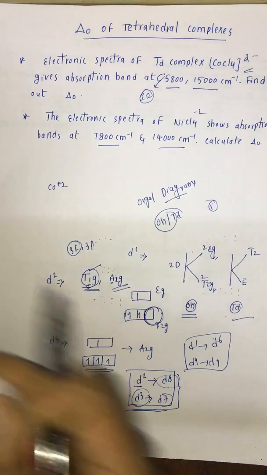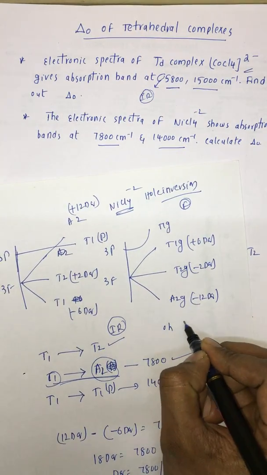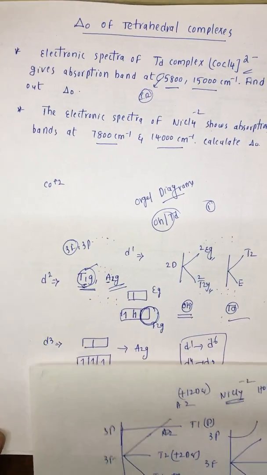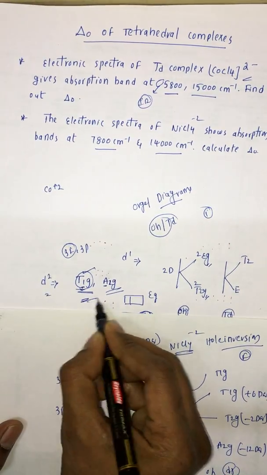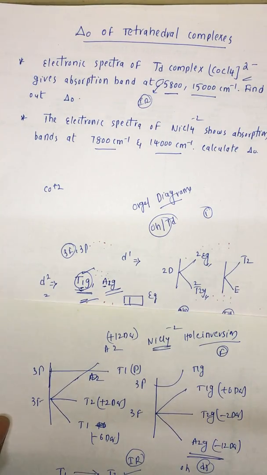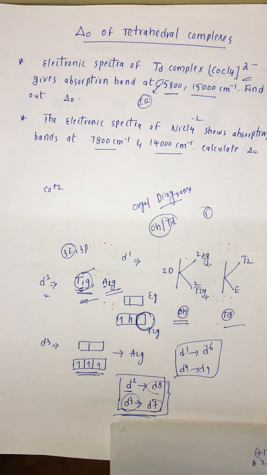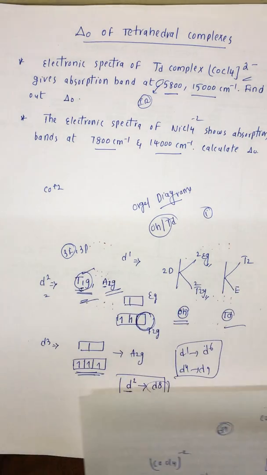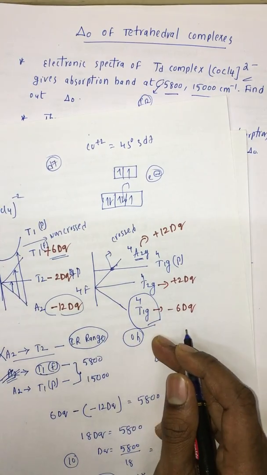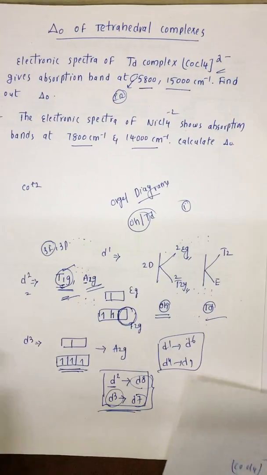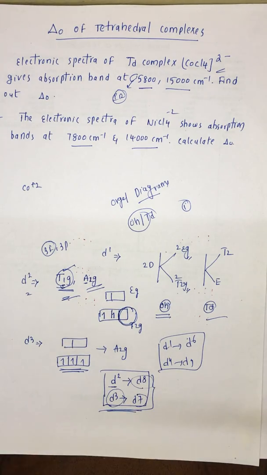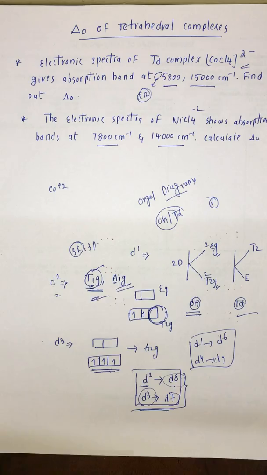And here we can see this is for the d8 octahedral complex, and in d2 T1g is the ground state. Just opposite to that, A2g is the ground state in d8. And this is for d7. In d7 T1g is the ground state, whereas in d3 A2g is the ground state, just opposite. So this is about the delta knot for tetrahedral complexes. Thank you.